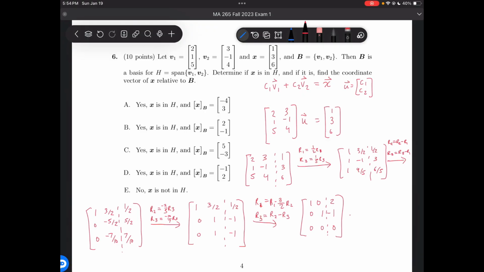And so that means that c1 is 2, and c2 is negative 1. So that means that, yes, since we found a solution, x is in H, and the coordinate vector is 2, negative 1. So our answer is B.